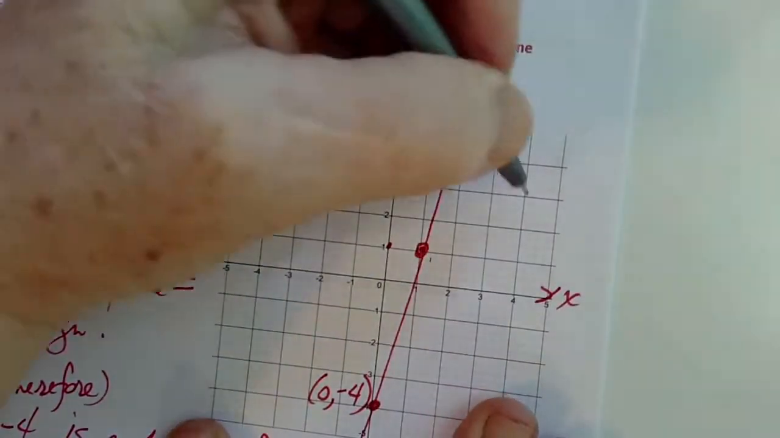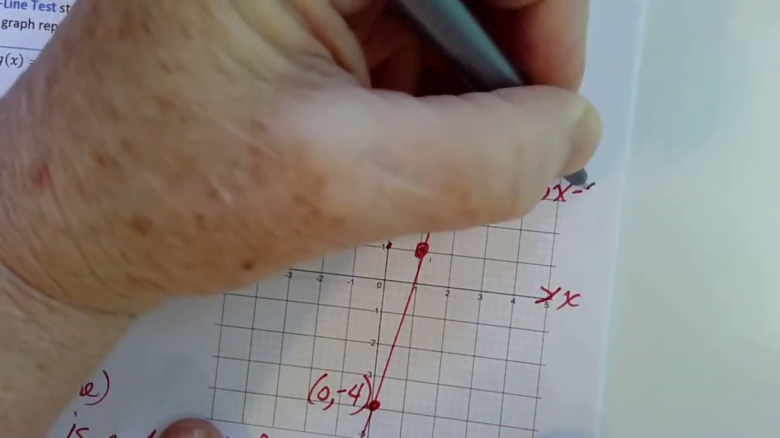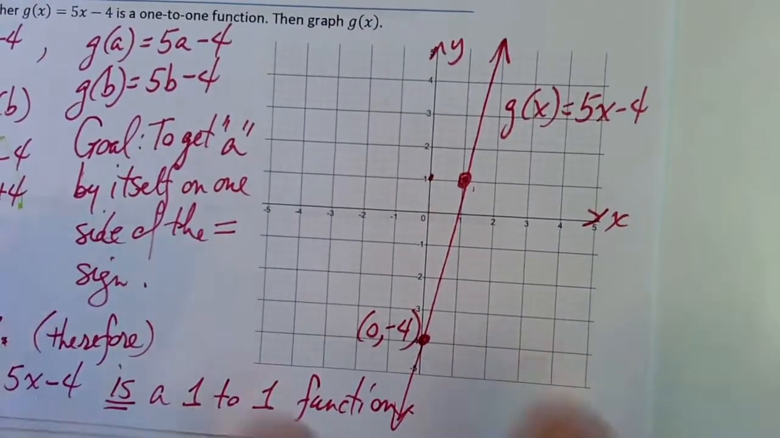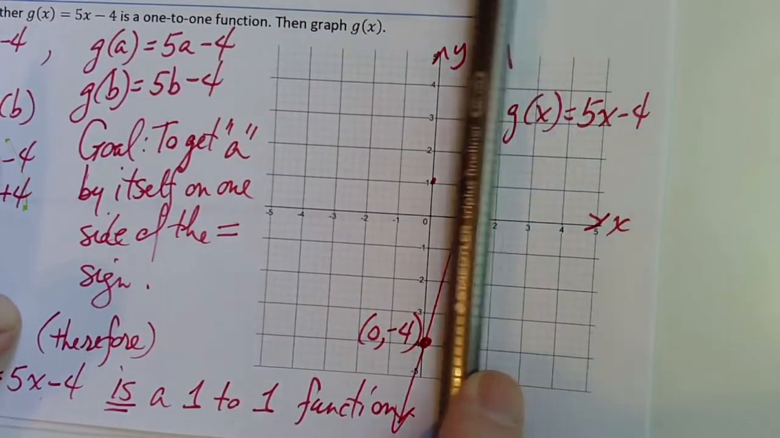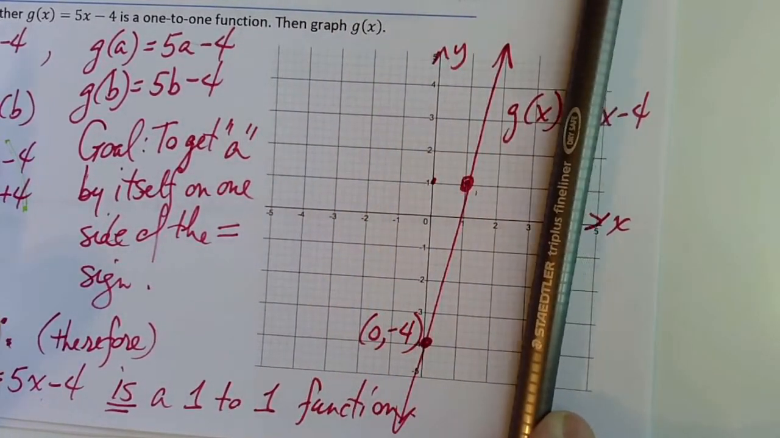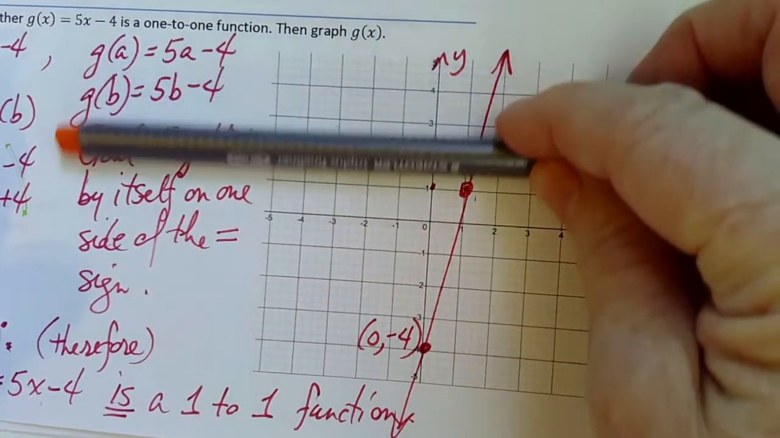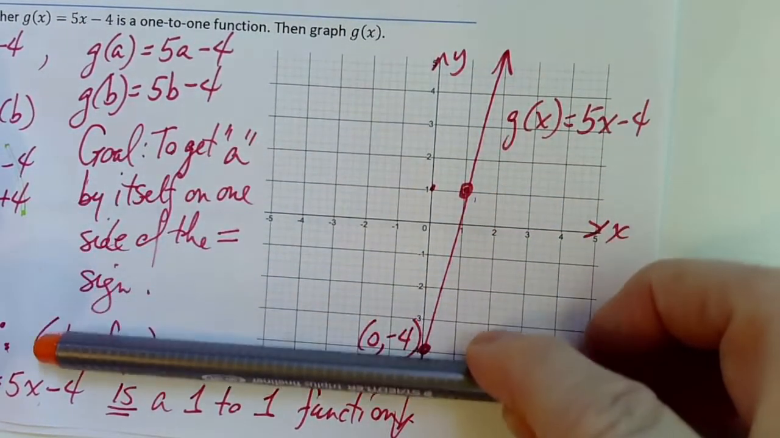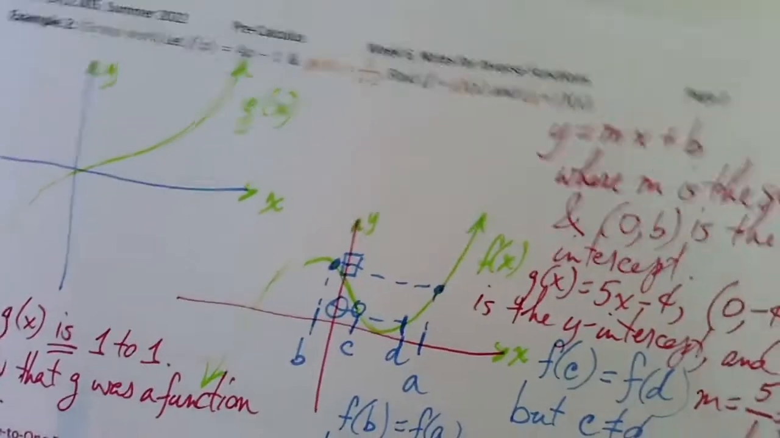And this is the graph of g of x equals 5x minus 4. And notice that this graph does indeed pass the vertical line test. It really is a function. And it passes the horizontal line test. It really is 1-to-1. Swell.